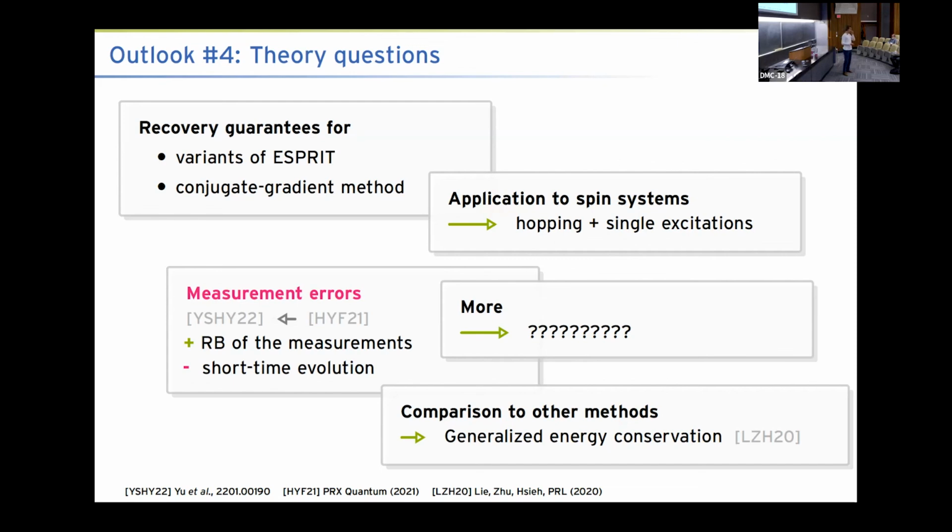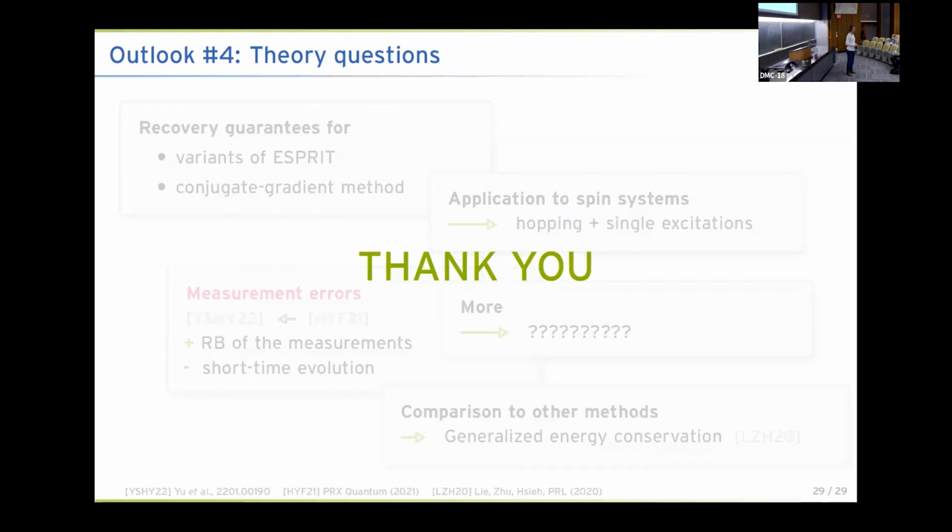And then I also already mentioned how this compares to other methods, say on these generalized energy conservations. And there are more questions, so if you have any, let me know. Thanks so much.